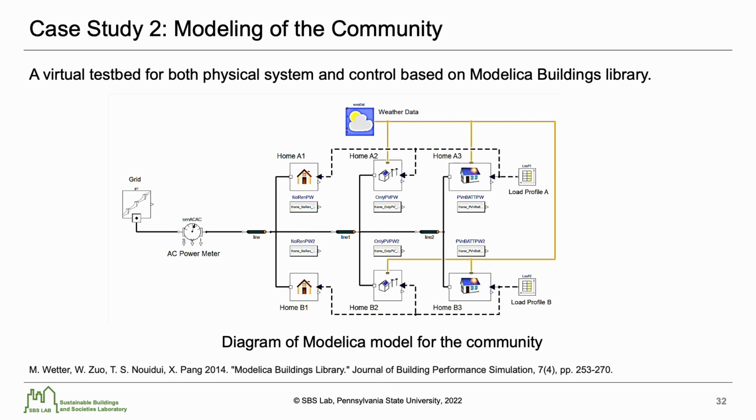The studied neighborhood is modeled using the Modelica Buildings Library, which is an open source library developed by Lawrence Berkeley National Laboratory. This figure shows the diagram of the Modelica models for the neighborhoods at the top level. As we can see, we have the power grid, AC power meter, and individual homes. This is type A1, B1, and then type A2, B2 has the PV panel. Type A3 and B3 has a PV panel and with a battery.